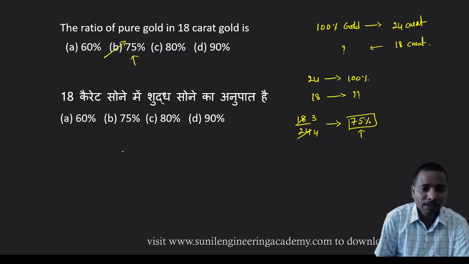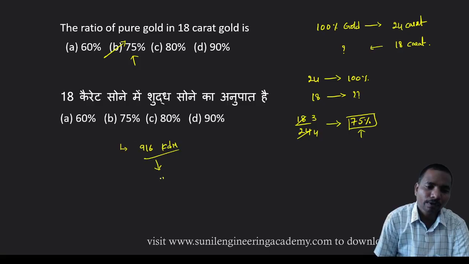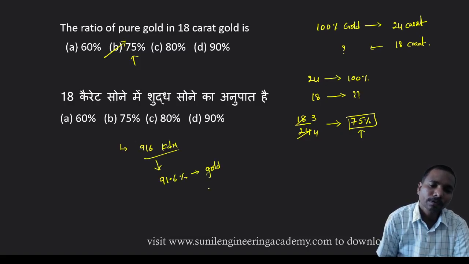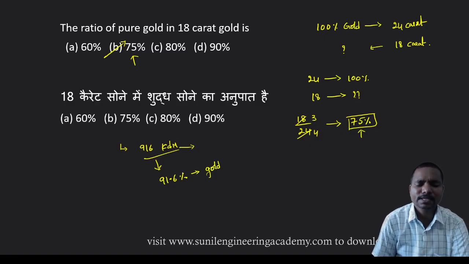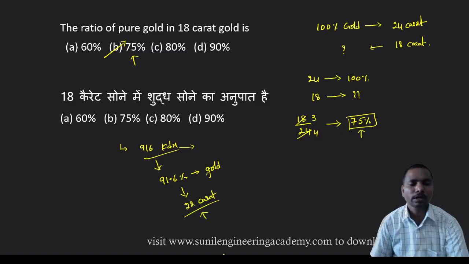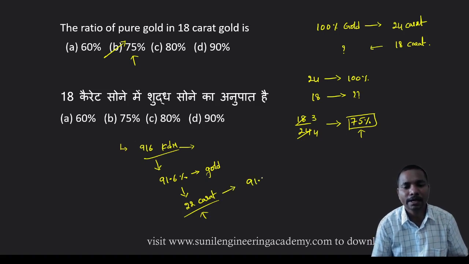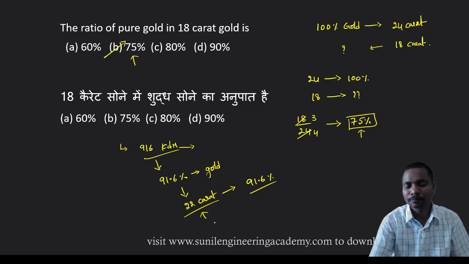For example, on gold ornaments they mention 916 KDM. What is meant by 916 KDM? In that we have 91.6 percentage of gold. The remaining is cadmium, KDM means cadmium mixing. If it is 91.6 percentage gold, that is considered 22 karat. There is a chance to get the question: in 22 karat, how much percentage of gold is there? 91.6% gold is there.